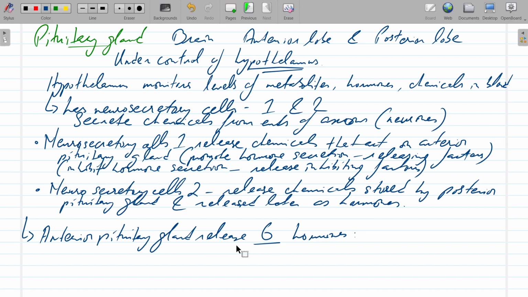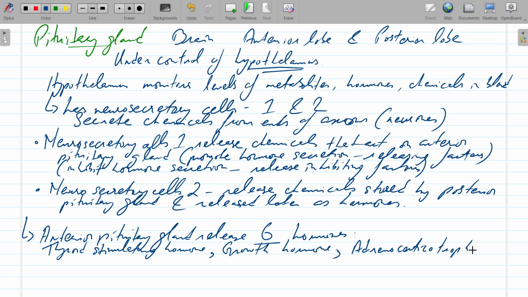What are the 6 hormones? They are the thyroid stimulating hormone, then you've got growth hormone, then there is the adrenocorticotropic hormone, then you've got the follicle stimulating hormone, and the luteinizing hormone.